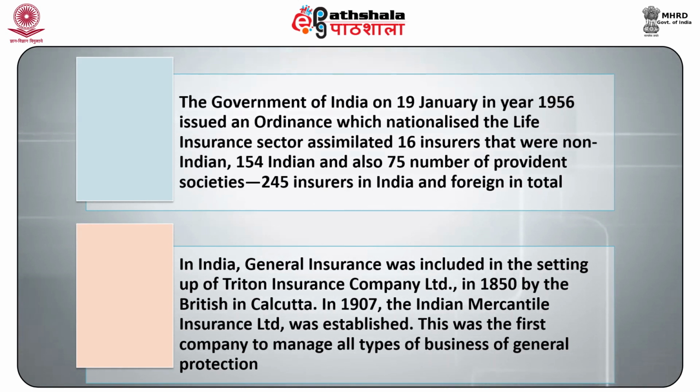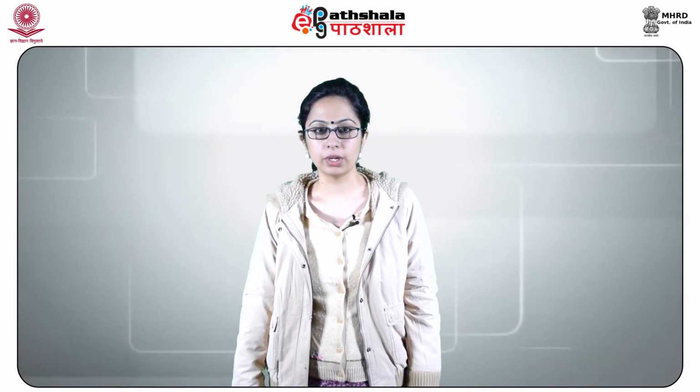In India, general insurance was included in the setting up of Triton Insurance Company Limited in 1850 by the British in Calcutta. In 1907, the Indian Mercantile Insurance Limited was established. This was the first company to manage all types of business of general protection. In 1972, the General Insurance Business Act was passed by the Parliament of India. Resultantly, business of general insurance was nationalized from 1 January 1973.